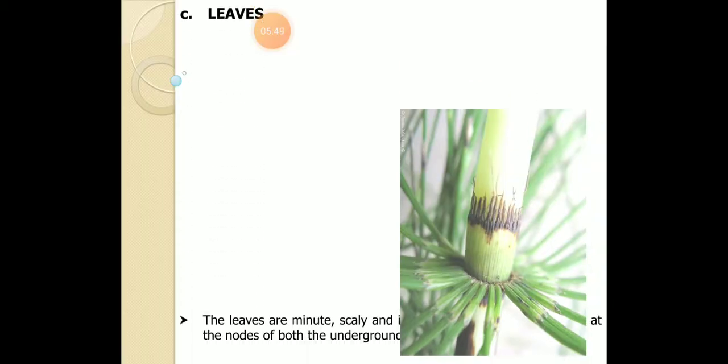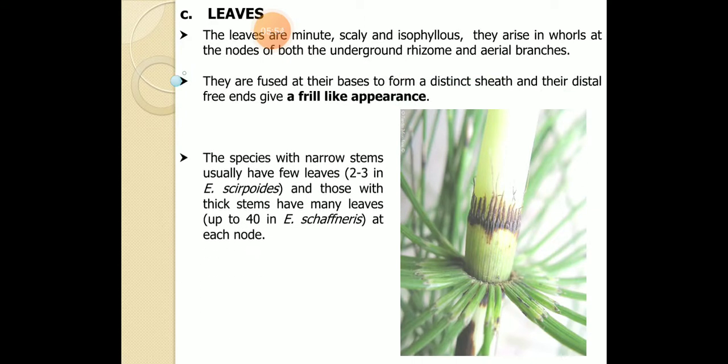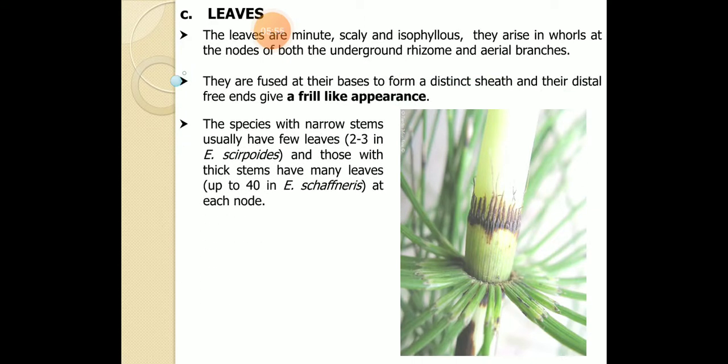Scaly leaves will be present. Coming to the leaves, they are minute, scaly and isophyllous in nature. Usually the scales are whorled at the nodes of both the underground rhizomes and the aerial branches. They are fused at their bases to form a distinct sheath, and their distal free ends give a frill-like appearance.